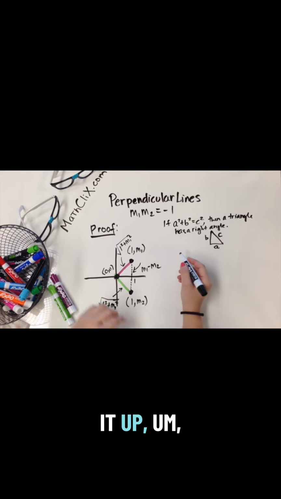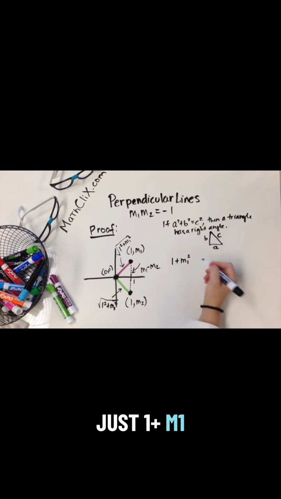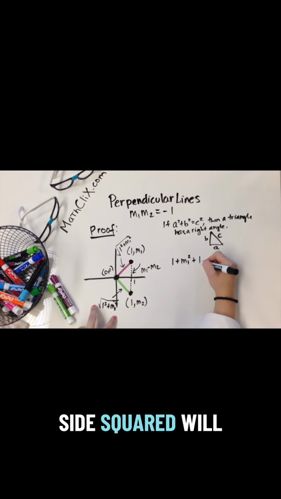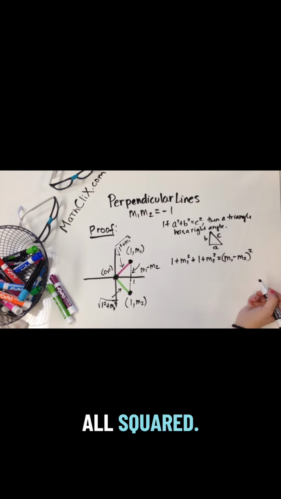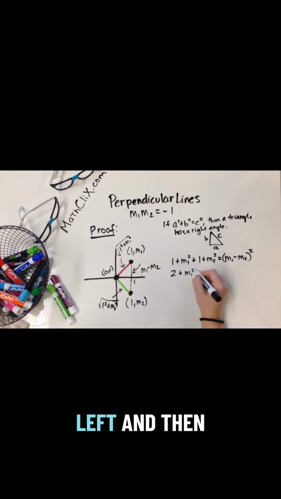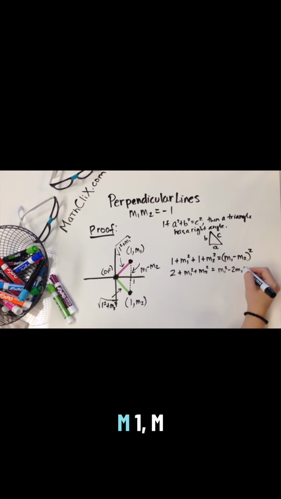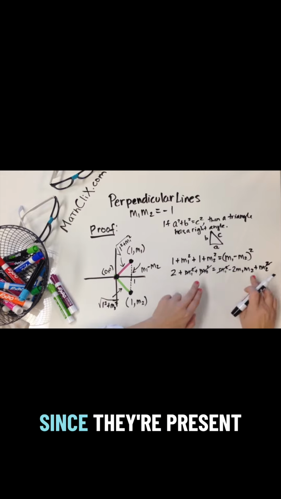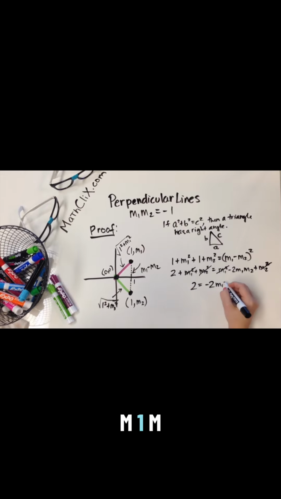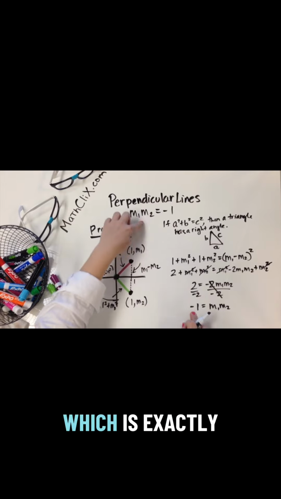Now when you go to set it up, this thing squared, the radical will come off, so you'll just have what's underneath, which is really just 1 plus m1 squared. Plus this green side squared will look like this. And then this thing squared, so (m1 minus m2) all squared. Combining the left and then distributing or FOILing this out, you would get m1 squared minus 2 m1 m2 plus m2 squared. These will cancel since they're present on both sides, so you have 2 equals a minus 2 m1 m2, dividing both sides by negative 2. Now that gives us that the product of m1 and m2 is equal to negative 1, which is exactly what we were trying to show.